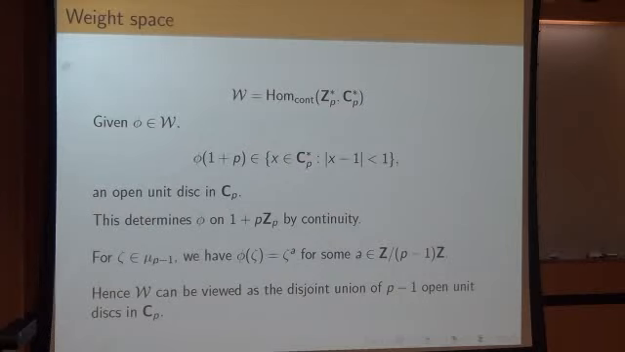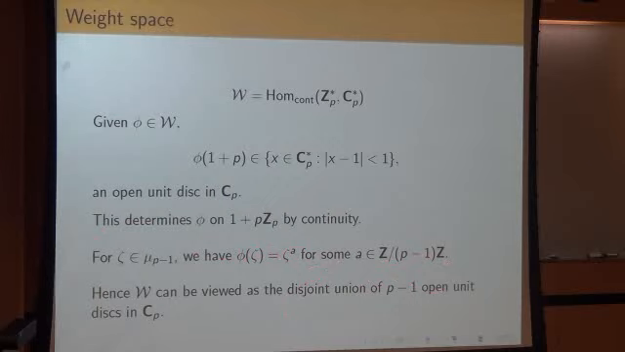So each unit disk tells you, the point in the unit disk tells you where 1 plus p goes, and which disk you're in tells you where a root of unity goes. It goes to zeta to the a for some a mod p minus 1. So it's p minus 1 open unit disks.